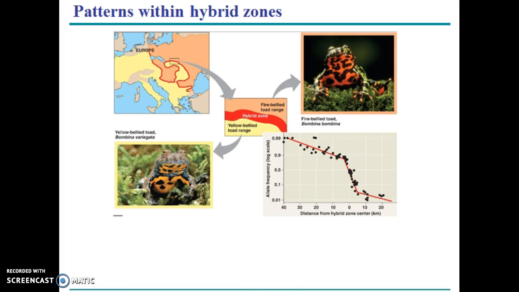Looking at this graph right here, the graph shows that individuals with specific allele frequencies closer to 1 are the yellow-bellied toads, and those with allele frequencies closer to 0 are the fire-bellied toads. So we happen to be looking at a gene with a specific form of an allele that happens to be more common with the yellow-bellied frogs and with the fire-bellied frogs. Individuals with intermediate frequencies, right in this range right here, are hybrids. So they're part yellow-bellied, part fire-bellied.